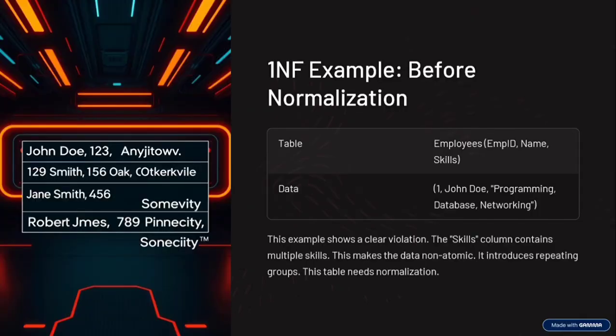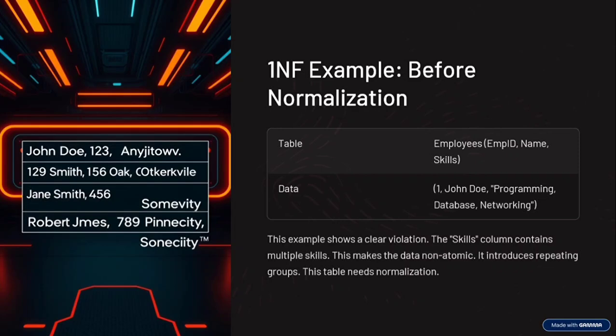So we'll see a 1NF example, which is before normalization. Here is the table data: employee ID, name, skills, in which employee ID is 1, name is John Doe, and skills is programming, database, and networking. We can see that programming, database, and networking are three skills combined in a single row. So this is not in 1NF form, and it violates first normal form.